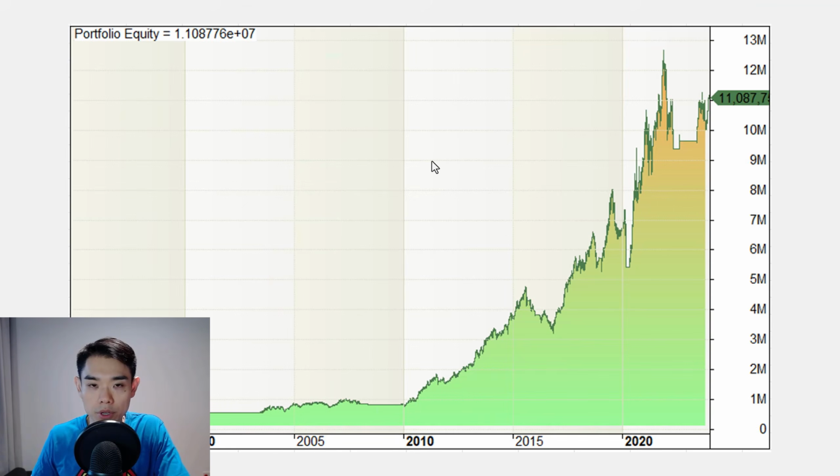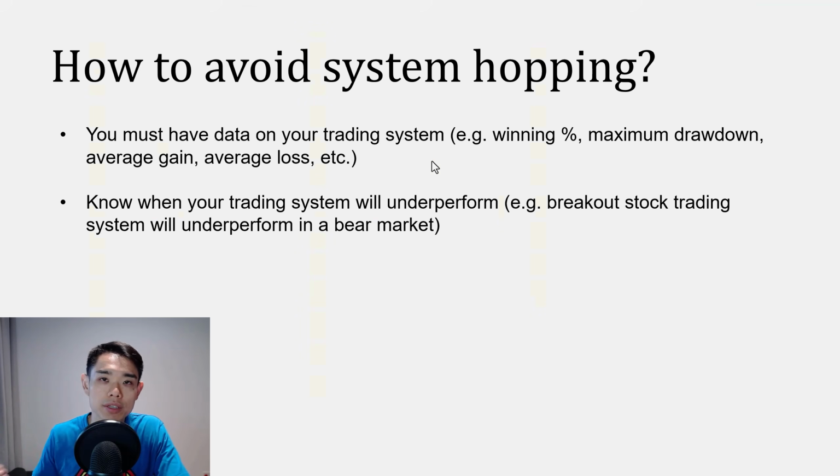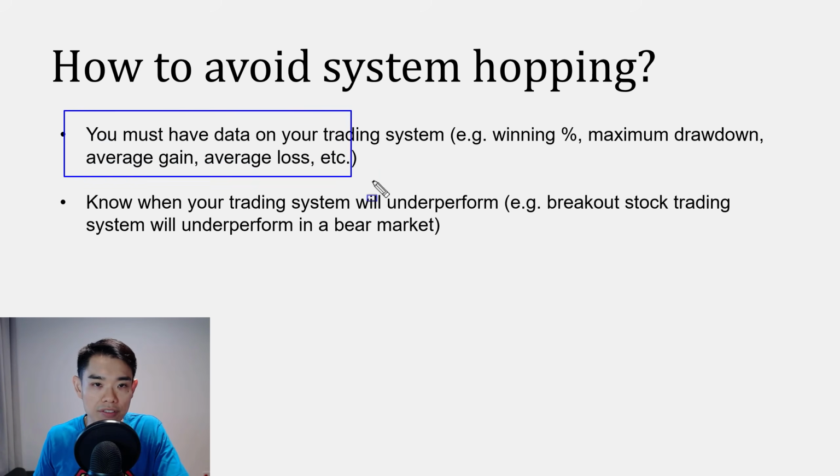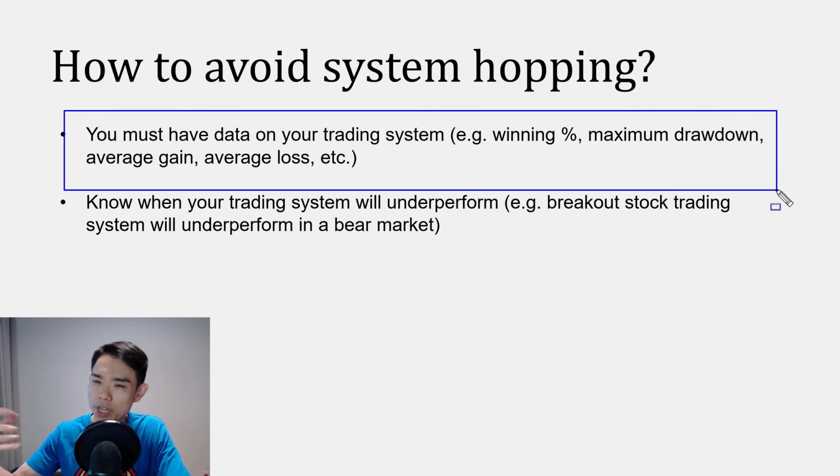Now, moving on. The question is this: how do you then avoid system hopping? Few things you must be aware of. Number one, you must have data on your trading system, like what is the winning rate, what is the maximum percentage drawdown, etc. So you have a frame of reference to know how the system is performing now relative to the past. So let's say the historical maximum drawdown is 30-35%. Right now, if you're at 30-35%, you want to ask yourself, did something change? Did market conditions change? Is it supposed to be performing well in this market condition or not?